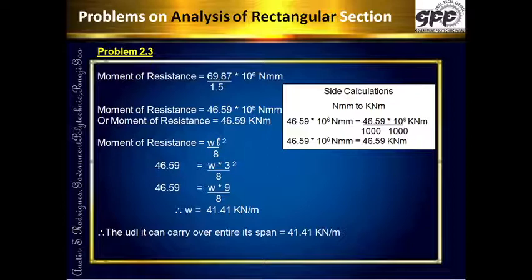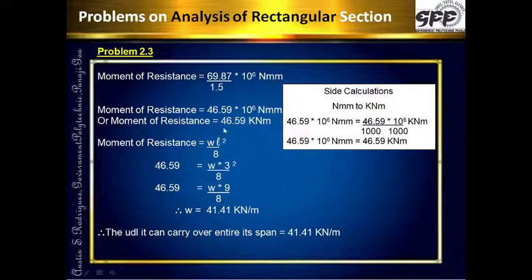From the equilibrium condition, the sum of all the internal moments should be equal to the sum of all the moments which are acting externally. The external acting bending moment on a simply supported beam with UDL, the maximum bending moment, is given by the relation WL squared by 8.